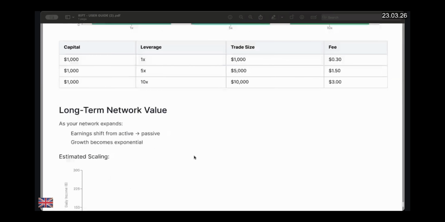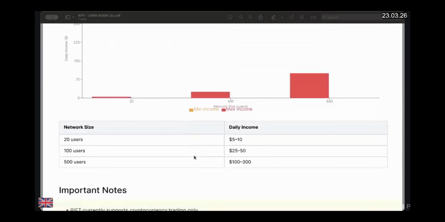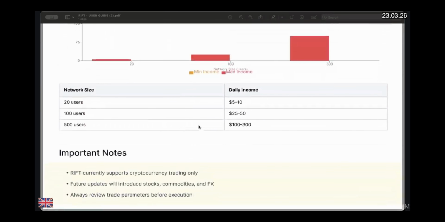So this is how the long-term value of your daily income can be attracted from the referral model we have designed inside Rift. If you have a network size of 20 users, your daily income can differ from $5 to $10 every single day. If you have 100 users under you in the five levels, you can make up to 25 to $50 a day. If you have 500 users, you can make up to 100 to $300 a day.